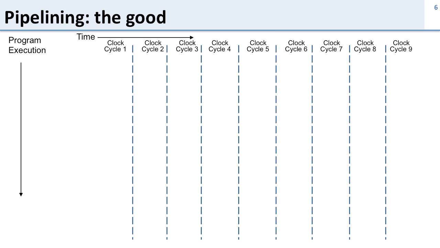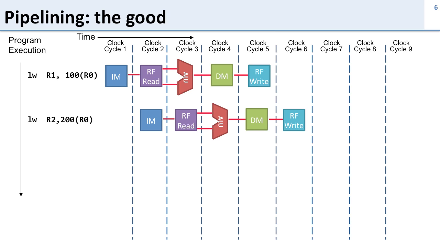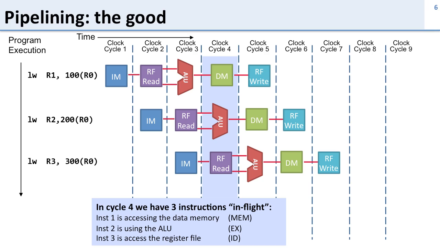So let's take a look at the good part about pipelining we had from the previous lecture. So we execute one instruction, and it's going to do 5 different things in the 5 stages of the pipeline. And then the next instruction is going to overlap. The instruction after that is going to overlap. So because of pipelining, we can overlap these instructions. So here in cycle 4, we have 3 instructions that are doing different things. The first instruction is accessing the data memory in the memory stage. The second instruction is accessing the ALU in the execute stage. And the third instruction is accessing the register file in the instruction decode stage. So we get better usage of our processor by pipelining and overlapping instructions.